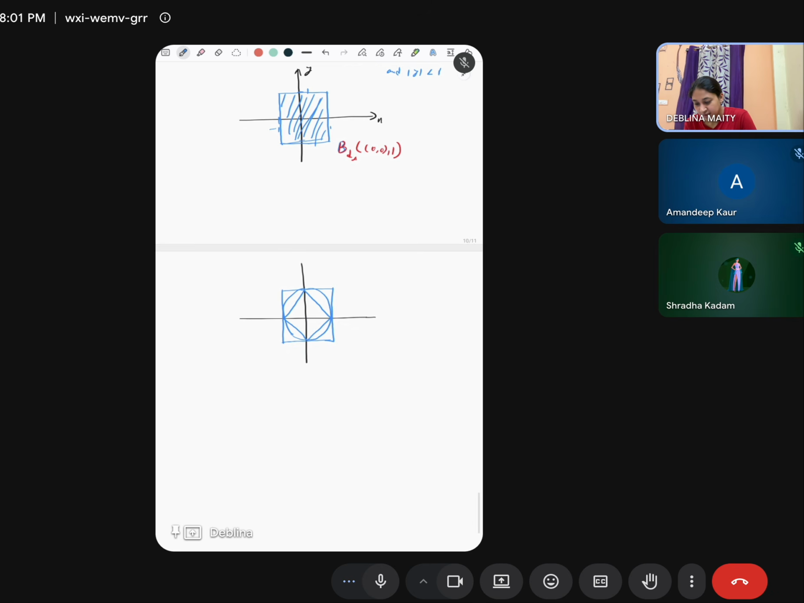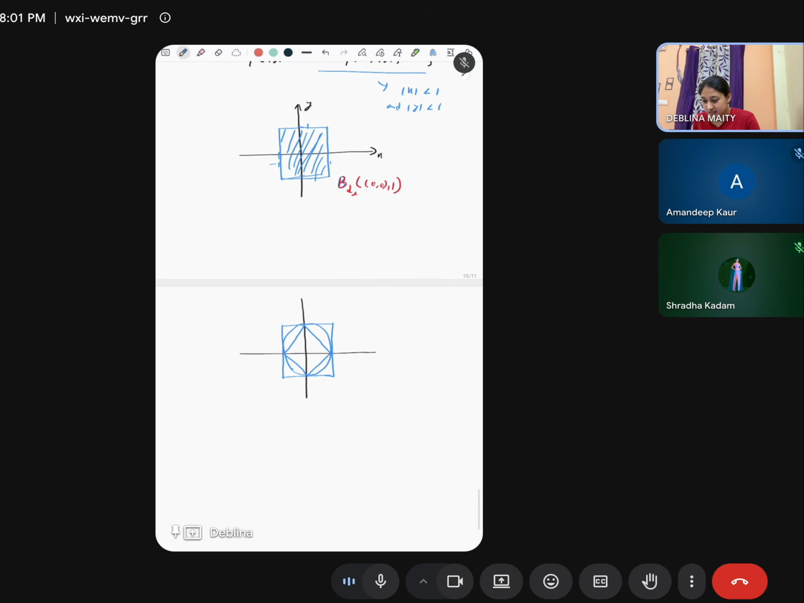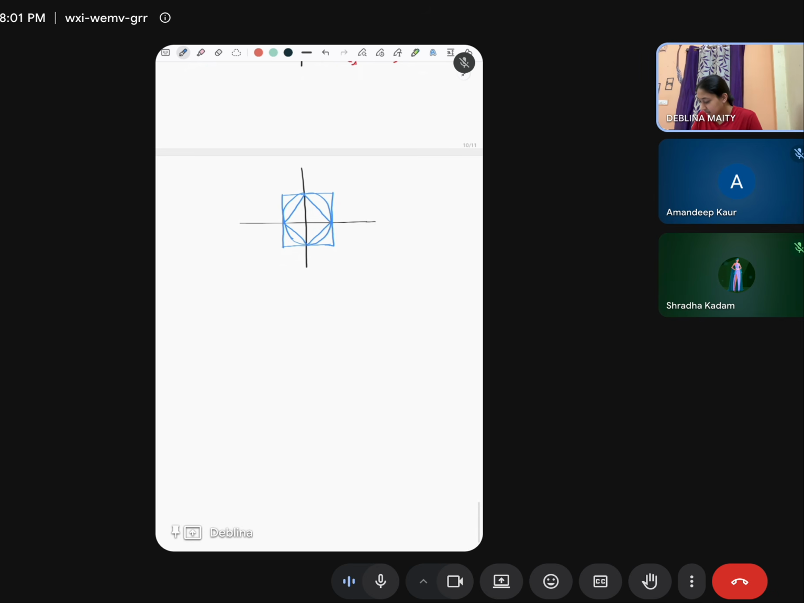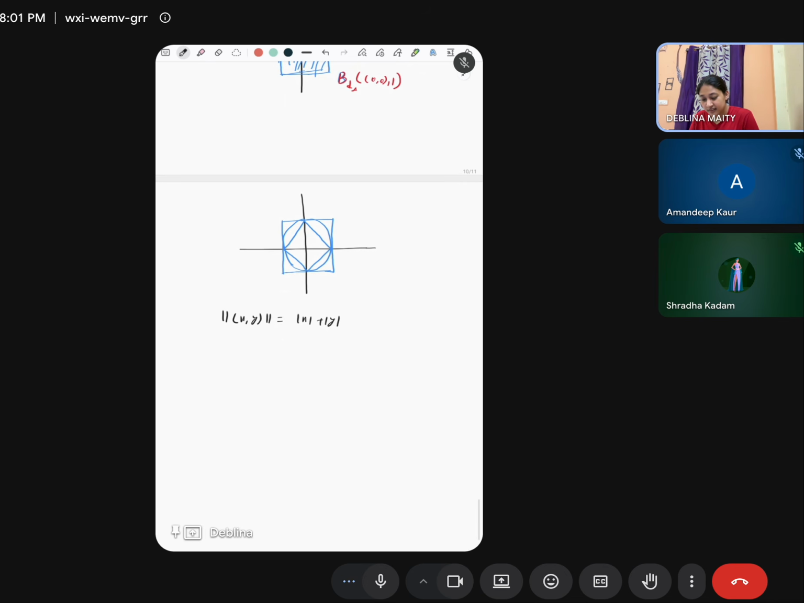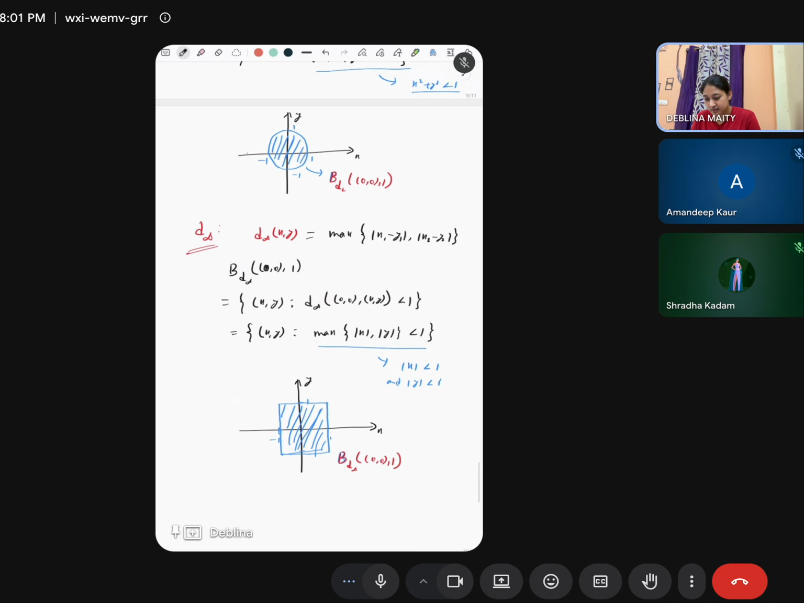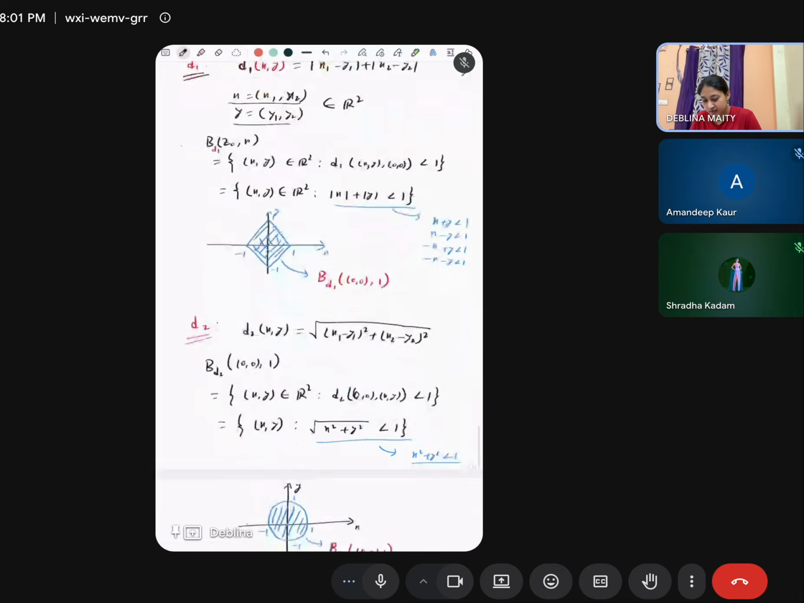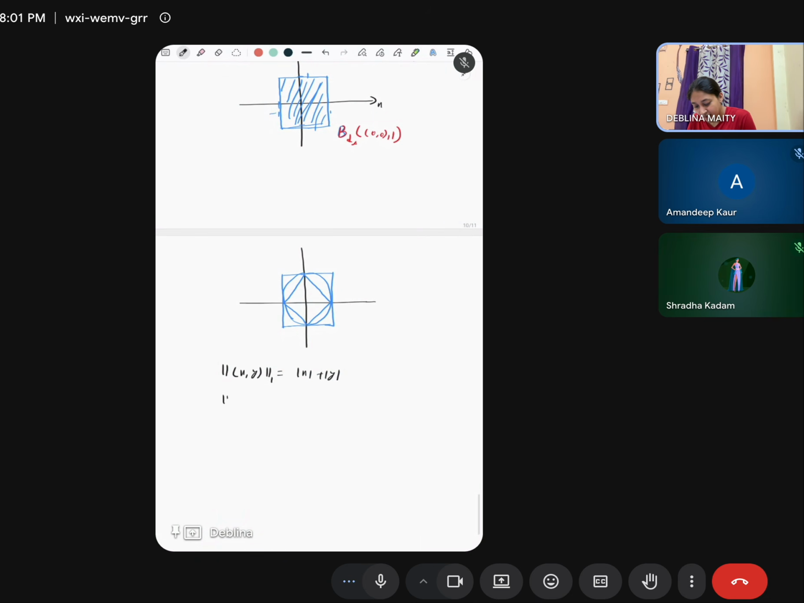So if we look at the norms induced from this, the first one I am defining: norm of (x,y) in R2, I am defining this norm by mod x plus mod y, right? And the metric induced from this norm is d1, right? So this is norm 1, and norm 2 is the Euclidean norm, which is mod x square plus mod y square whole to the power half.